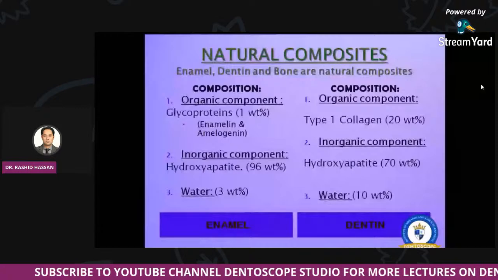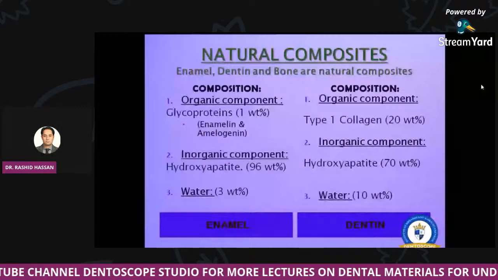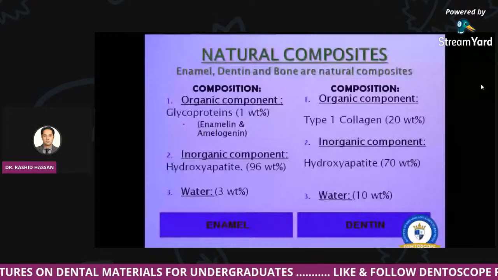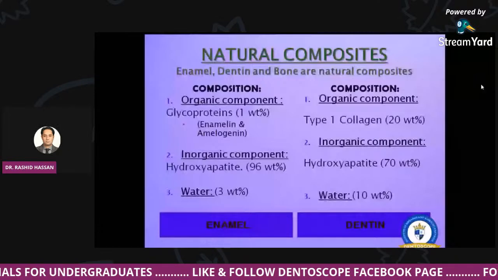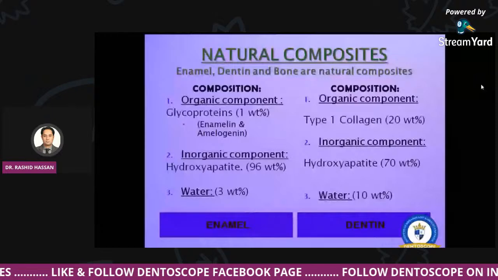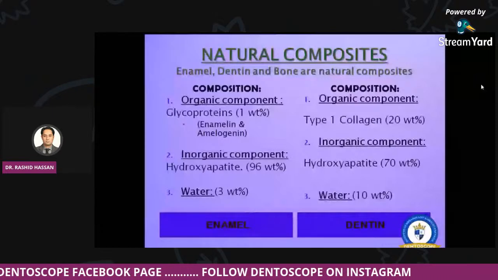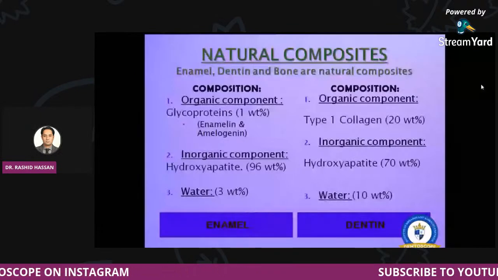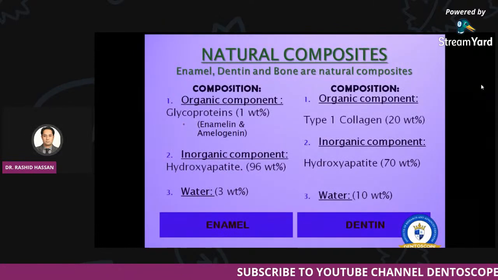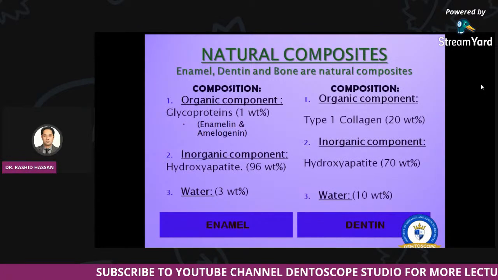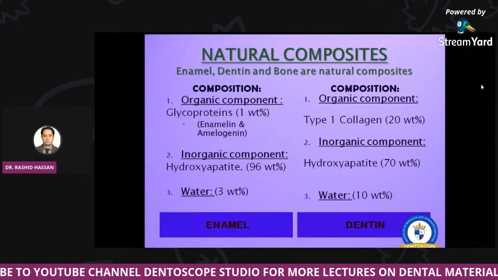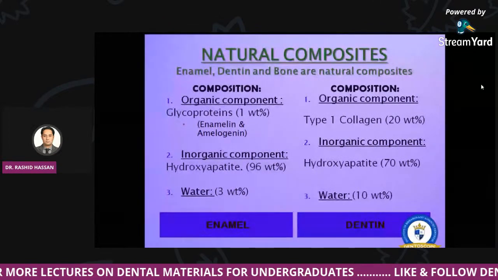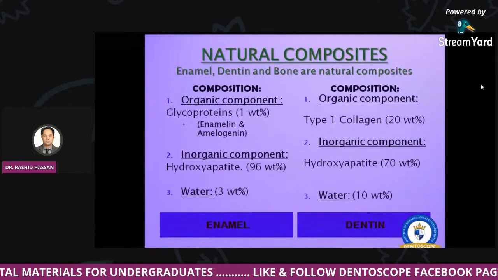Here you can see the composition of enamel and dentin. The composition involves the organic component and inorganic component. Just pay attention that the natural composite, which is enamel and dentin, and the same is the case with bone. If you look at the composition of bone, it will also have an organic component and an inorganic component. So it is the combination of these two components. Same is the case with enamel, same with dentin, and bone will be the same. So just keep this in mind, that the natural composites have inorganic and organic parts.